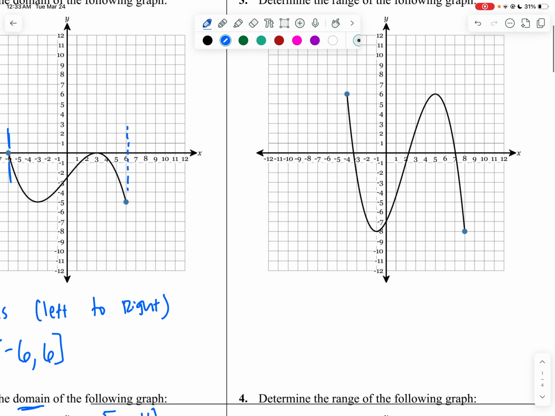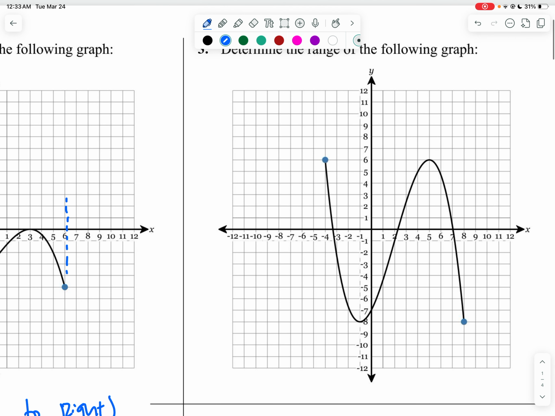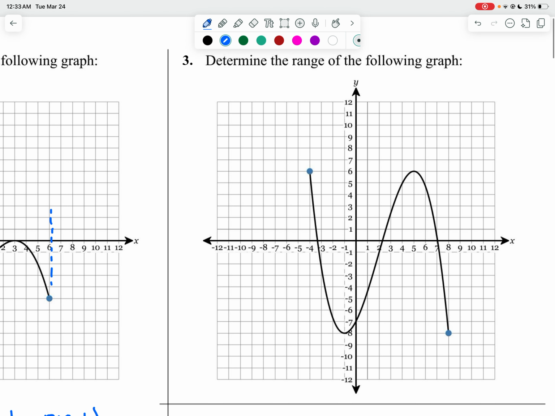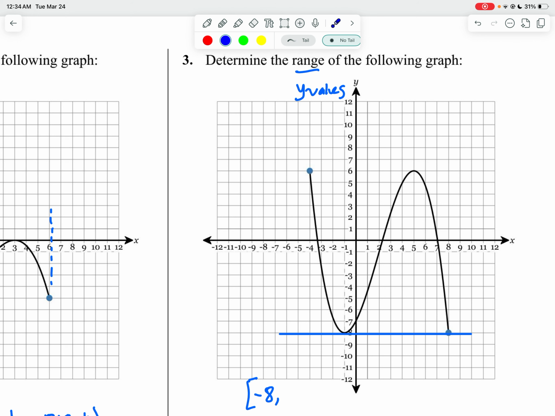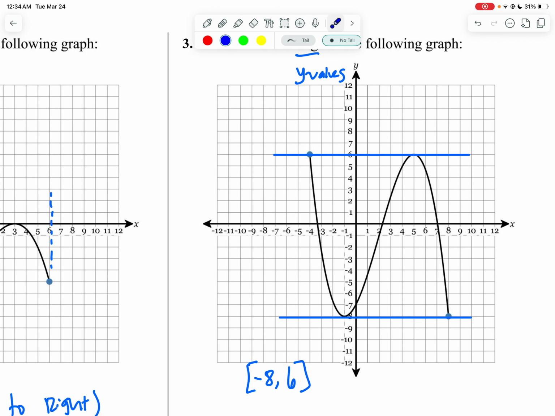Now, for number 3, it's talking about range, and this is where things are going to get a little bit tricky. Now, remember that range is the lowest of the low and then the highest of the high. It's the y values. So here, the lowest of the low in terms of the y value is -8. So I'm going to have -8. And notice how here, again, I have a closed circle, so I have a bracket. And then my highest of the high is +6. And again, it is a closed circle, so we are fine there. So my range here is from -8 to 6.